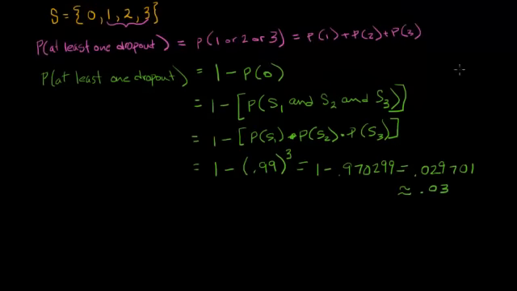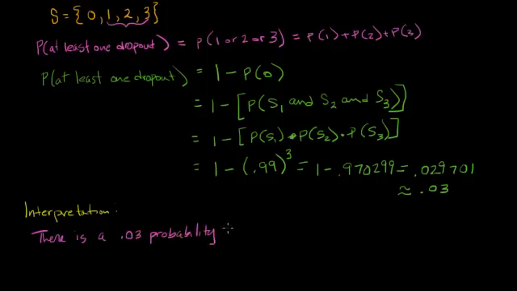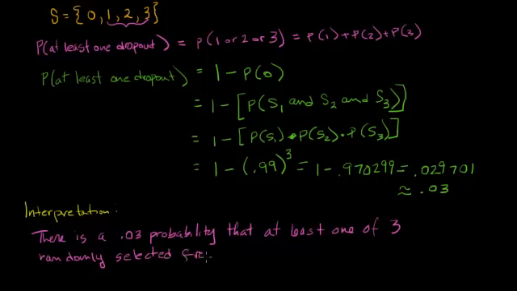So what we have found, our interpretation, is there is a 0.03 probability that at least one of 3 randomly selected freshmen will drop out.